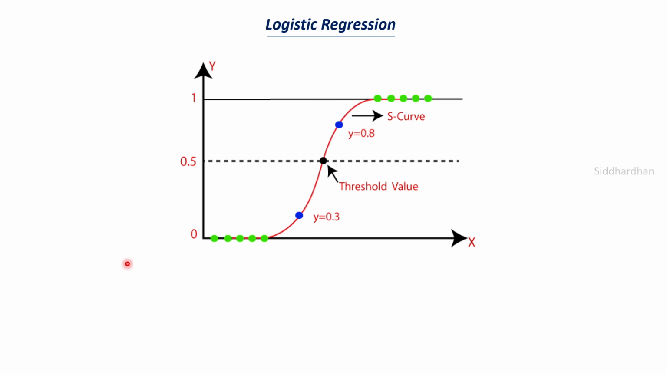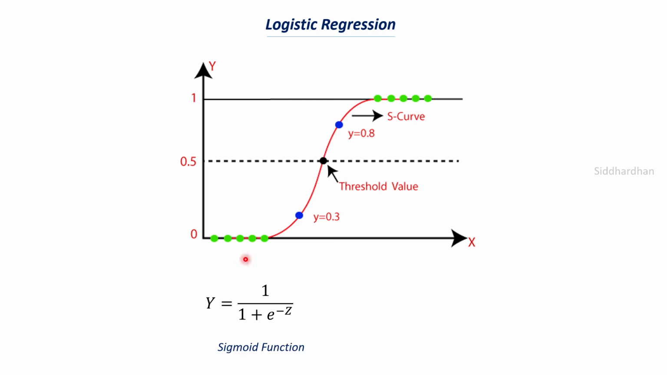So we call this particular curve an S curve, or it is also called a sigmoid curve. This shape is called a sigmoid shape, and if you use the logistic regression function, this is what you get. Whenever we use a line function, we know that the equation of the line is y = mx + c, right? So whenever you use that equation, you will get a straight line. Whenever you use a logistic regression function, you will get this kind of curve.